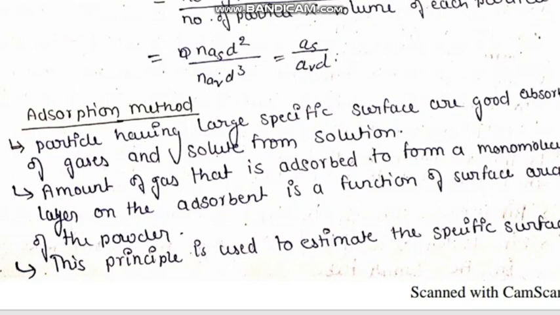So from the amount of the adsorbed material, we can calculate the surface area of the material. If the amount of the adsorbed material is high, then it means the surface area of the particular material is high. If it is less, then it means the specific surface area of the adsorbing material is less.